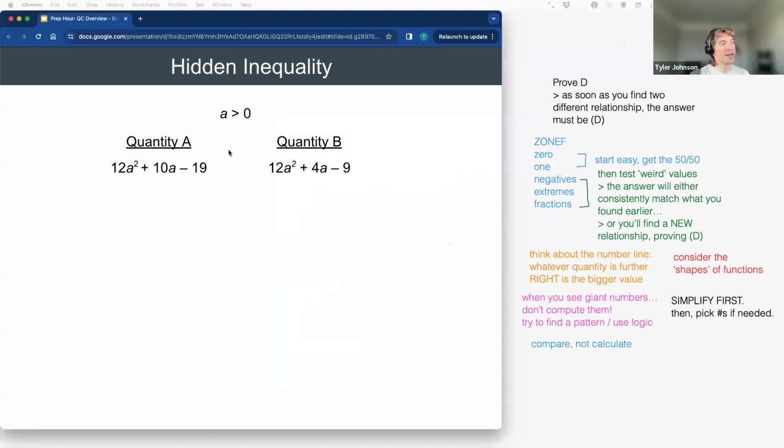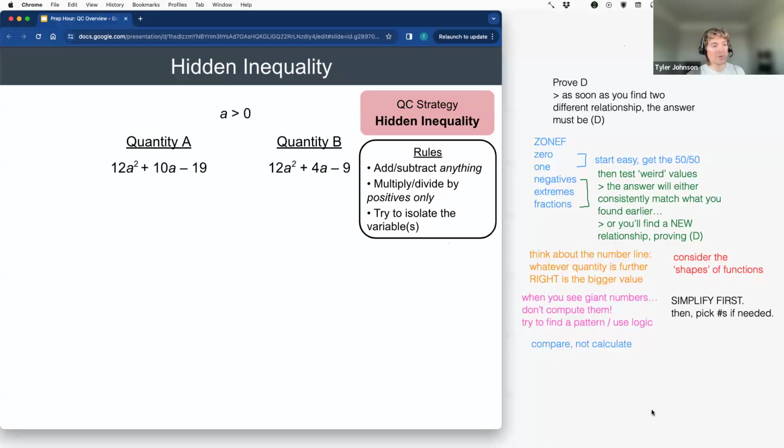Say we had a quantitative comparison that looked like this. And some of you might see the square there and be tempted to try and factor this, but that would be overkill for this problem. Instead, you just want to notice what's common between the two quantities. The fact that we have a 12a squared in both, rather than factor that, what I could do to make the math easier is just subtract that exact value from both quantities.